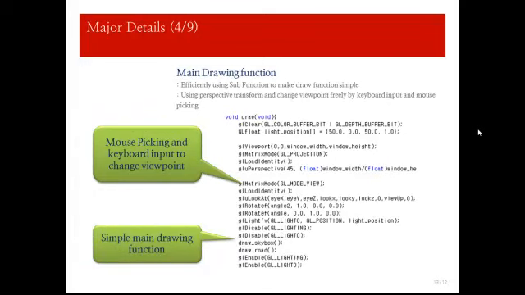Fourth, main drawing function. These are the main drawing functions, and they efficiently use sub functions to keep the draw function simple. It uses perspective transform and changes the viewport freely by keyboard input and mouse picking. In the source code, you can see mouse picking and keyboard input to change the viewport, the gluLookAt function, and the simple main drawing function.